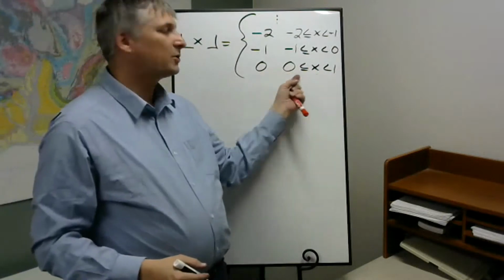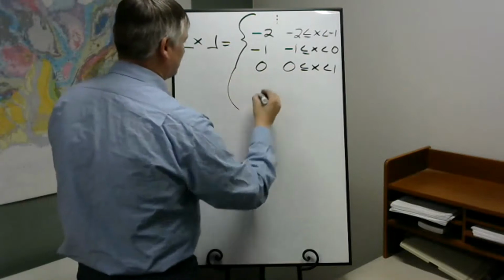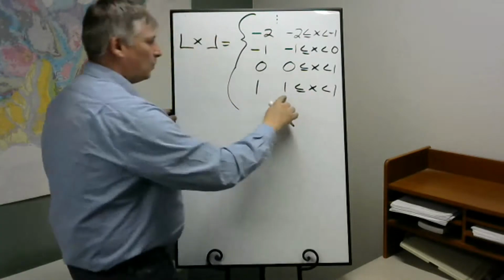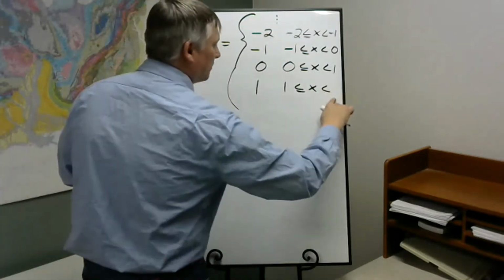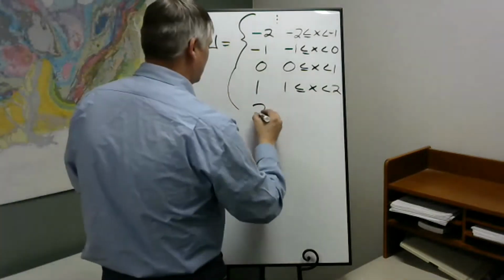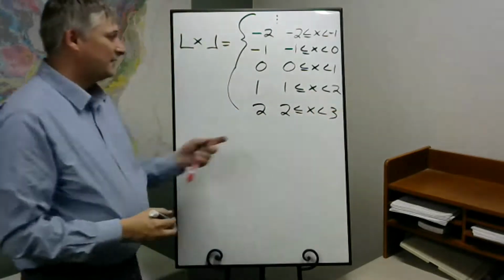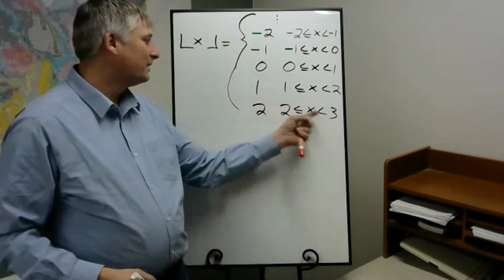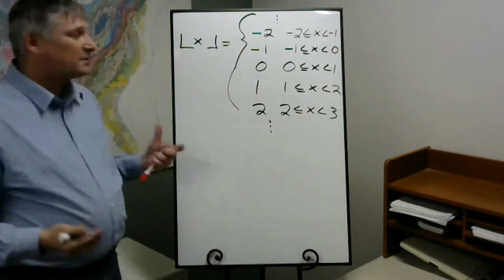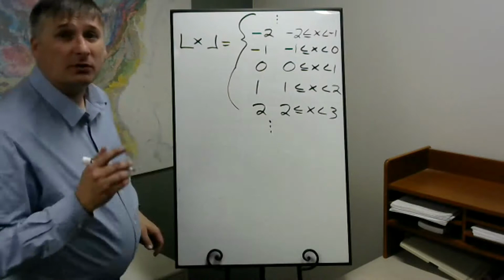Zero, and the numbers between 0 and 1, they all become 0. One, and the numbers between 1 and 2, they're going to become 1. And then 2, and the numbers between 2 and 3, they're going to become 2. And then this will continue on forever. So as a piecewise function, this is what this is going to look like. Now, there's another name for this. It's called a floor.